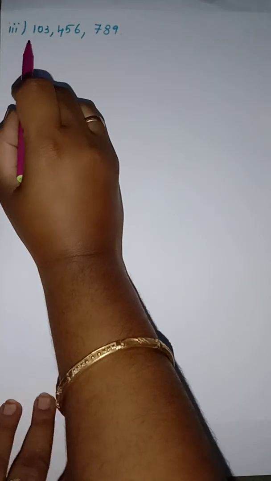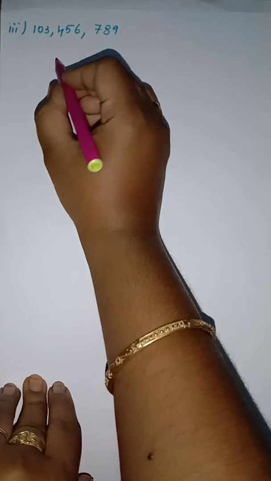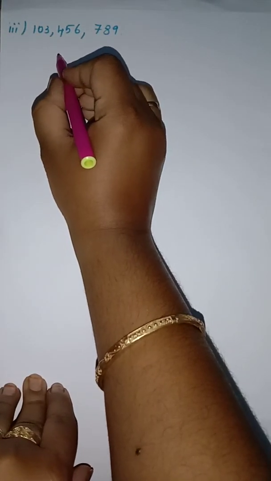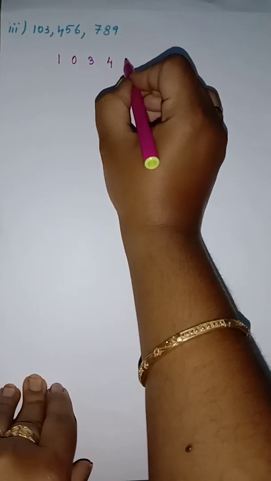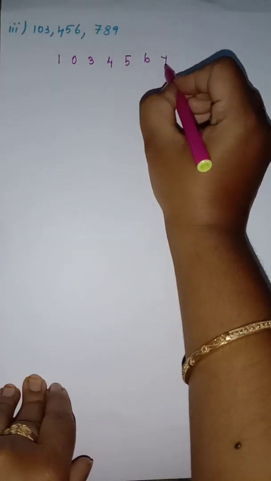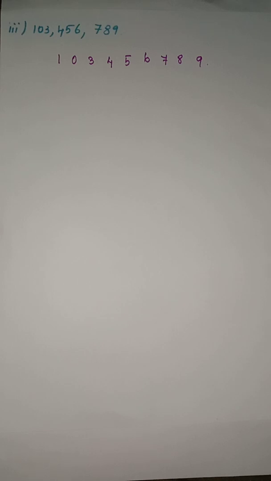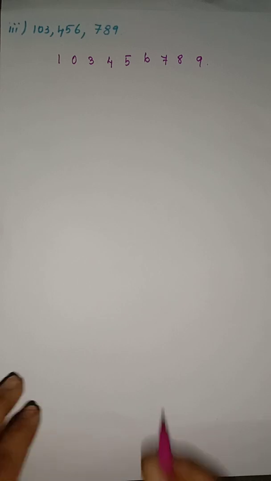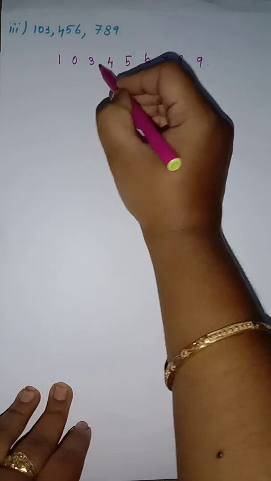Now the last question is 103,456,789. The first step is we have to write the number in a brief form. 103,456,789. Then what do we have to do? We have to put commas: 1 2 3 comma 1 2 3 comma 1 2 3.